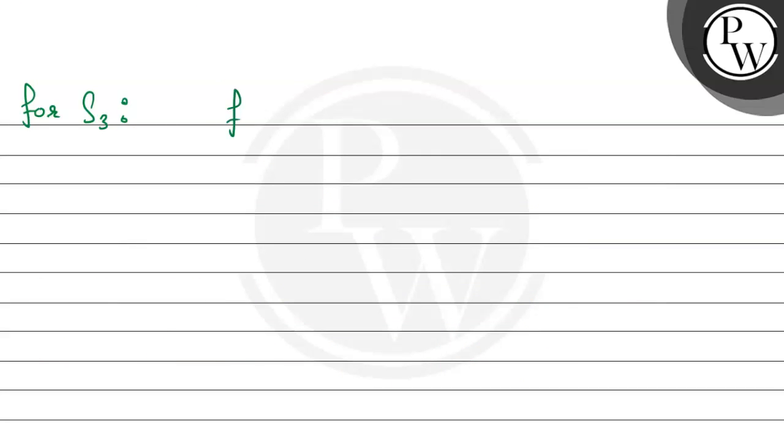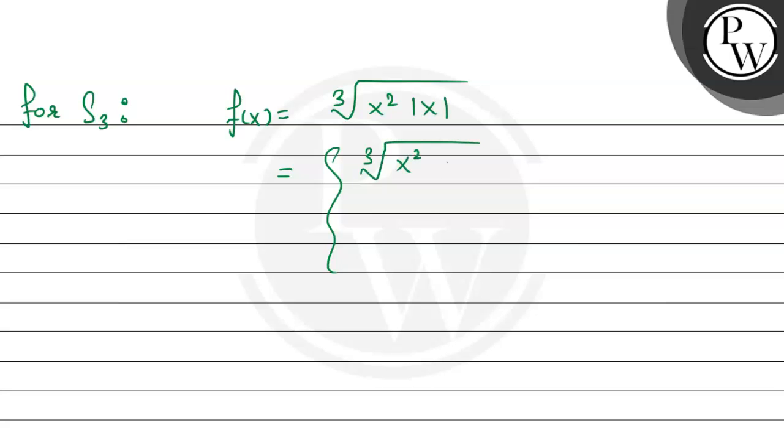So यहाँ पर हमारे पास फंक्शन है एफ एक्स इक्वल टू क्यूब रूट ऑफ एक्स स्क्वायर टाइम्स मॉड एक्स, लेकिन इस मॉड एक्स को भी ओपन कर लेंगे. सो यहाँ पर डेफिनेशन क्या आ जाएगी, क्यूब रूट ऑफ एक्स स्क्वायर टाइम्स एक्स फॉर एक्स ग्रेटर देन और इक्वल टू 0 एंड क्यूब रूट ऑफ एक्स स्क्वायर टाइम्स माइनस एक्स फॉर एक्स लेस देन 0.